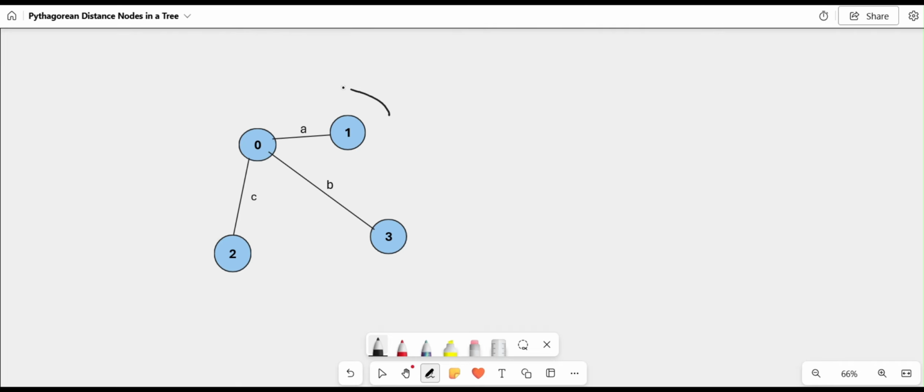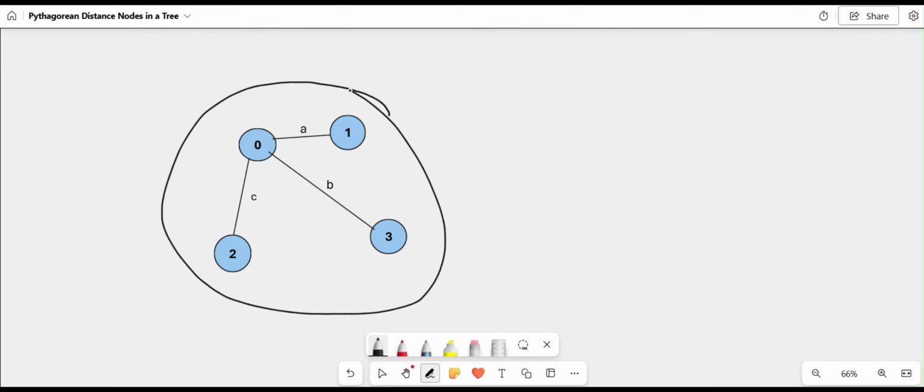Let's take the example that is given in the question. Consider this undirected tree. Now in this tree, if 1, 2 and 3 are the target nodes, then we have to find how many nodes whose distance from 1, 2 and 3 form the condition A square plus B square is equal to C square.